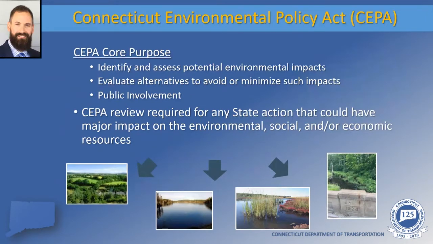Now, as we previously noted, we're here tonight for a public information/SEPA scoping meeting. So what exactly is SEPA and what is SEPA scoping? Well, the Connecticut Environmental Policy Act, or SEPA, provides a process for state agencies to follow in order to identify and review any action that may significantly affect the environment. Essentially, its core purpose is to provide a public process for state agencies to identify and assess the extent to which a proposed action may significantly affect the environment and to evaluate alternatives to avoid or minimize such impacts.